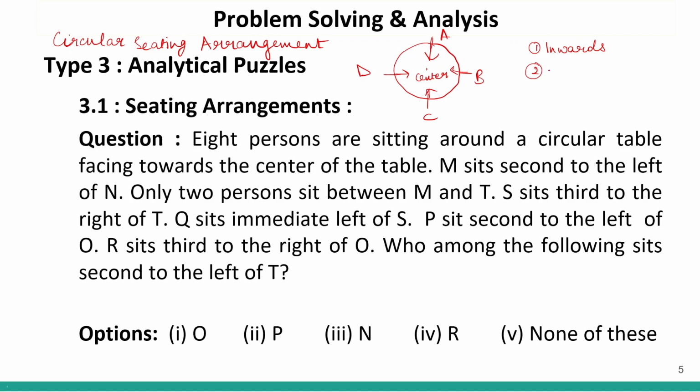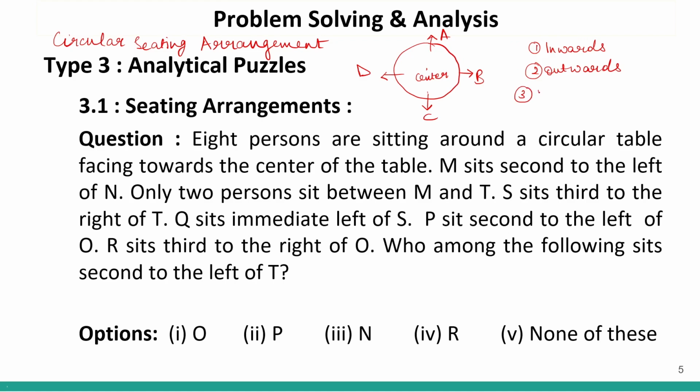The second possibility is that everybody is facing outwards. That means away from the center. So if everyone faces outwards, not towards the center but away from it, this is the outward direction. This is the second possibility.